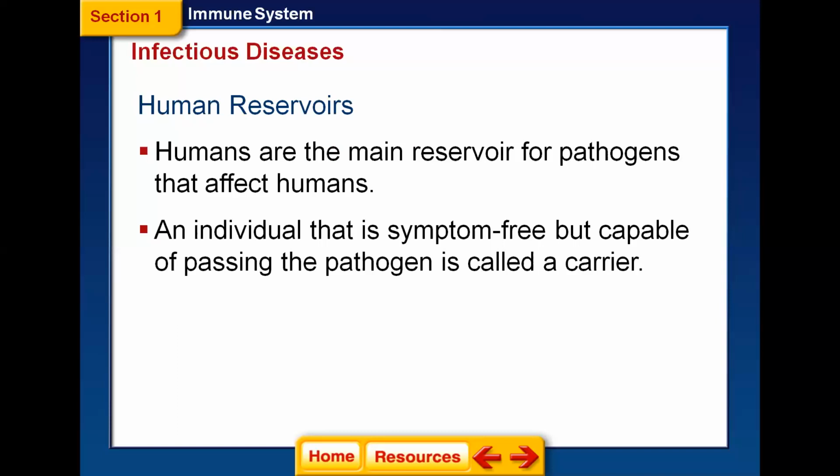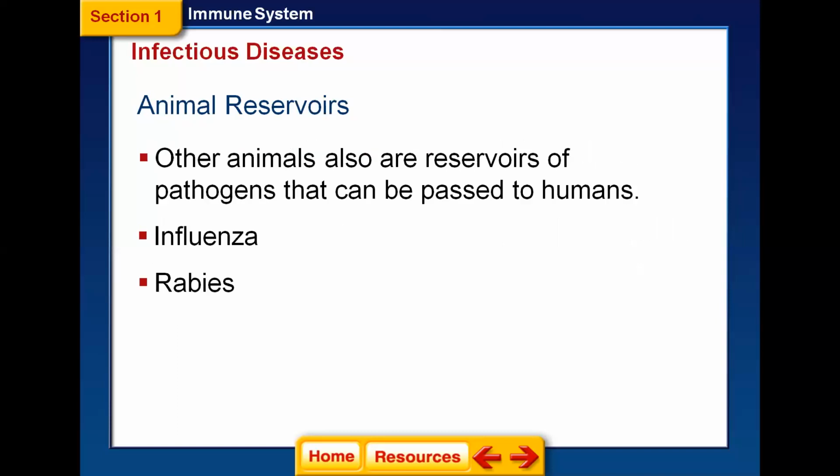An individual that is symptom-free is a carrier. He's carrying the disease. He has no symptoms at all and is spreading the disease. He's a reservoir, and he doesn't know that he's a reservoir. For one reason or another, like his immune system being very strong, or the pathogen being weak, not strong enough to control the body.